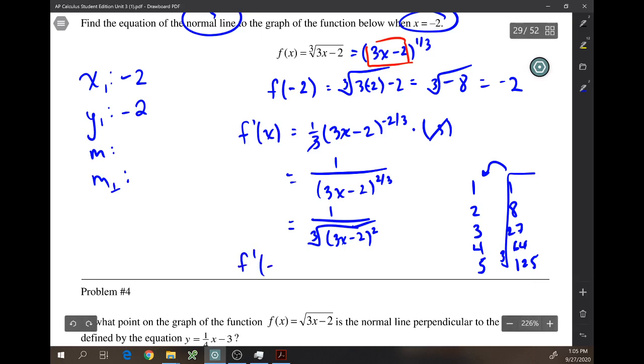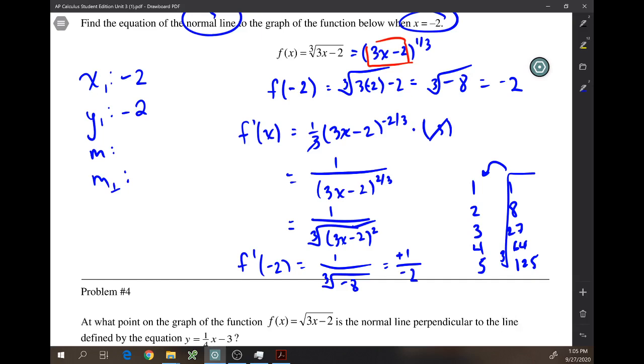To get f prime of negative 2, we just plug in negative 2. So 1 over the cube root of, now 3 times negative 2 is negative 6, minus 2 is negative 8 again. So this is positive 1 over negative 2, right? Oh wait, I messed that up. I forgot about the squared, huh? It's negative 8 squared. So this becomes 1 over the cube root of 64. And that's also on our list. The cube root of 64 is 4, so that's 1/4.